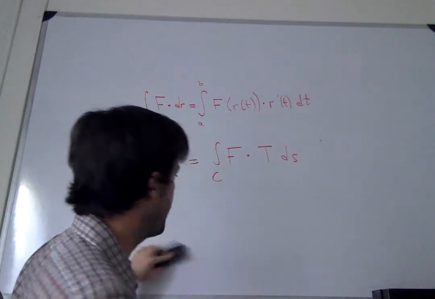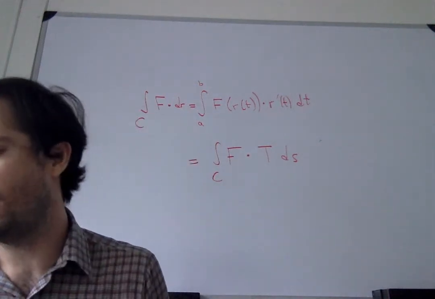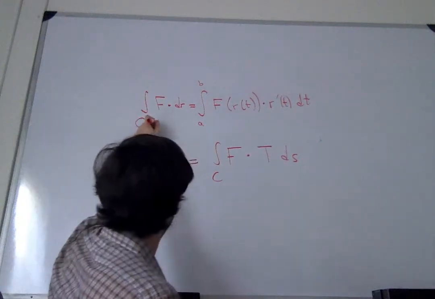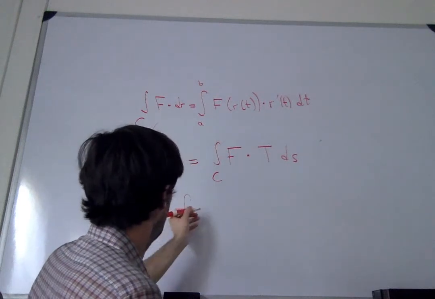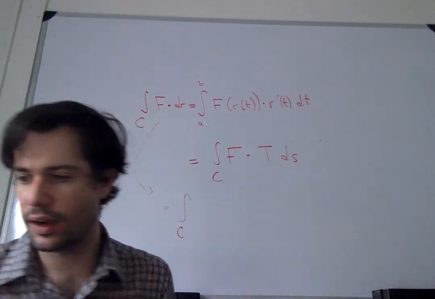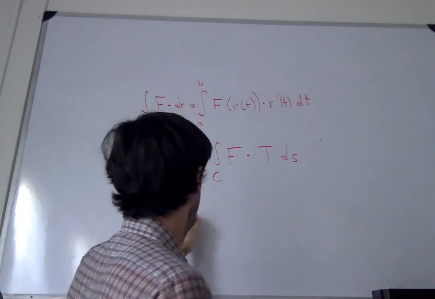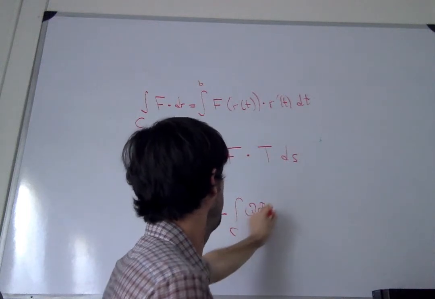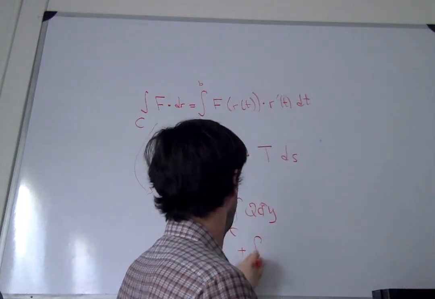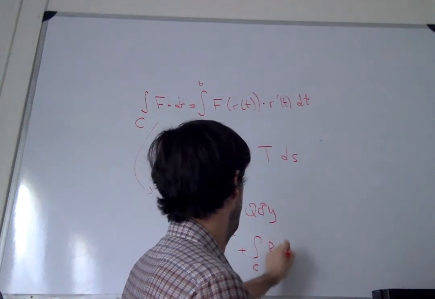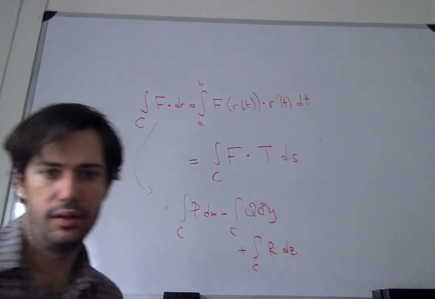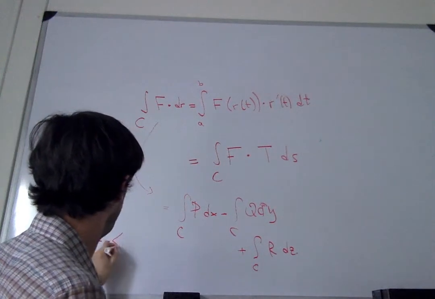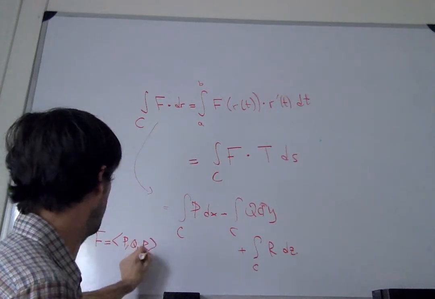There's still yet another way to think about this equation, and this is on page 1124, and it says that you can rewrite this as the integral over C of P dx plus the integral over C Q dy plus the integral over C R dz, right? Where F is P, Q, and R.